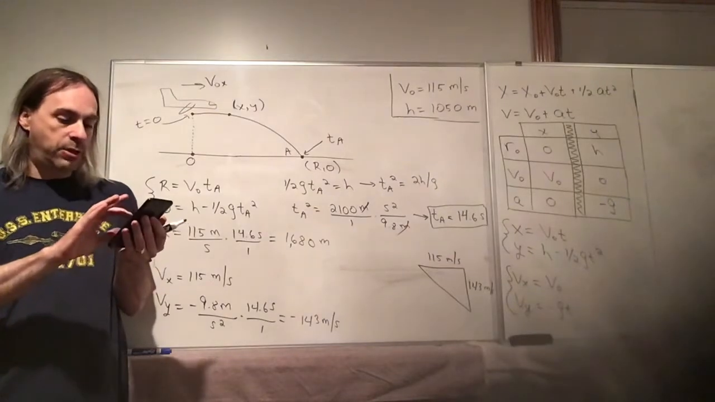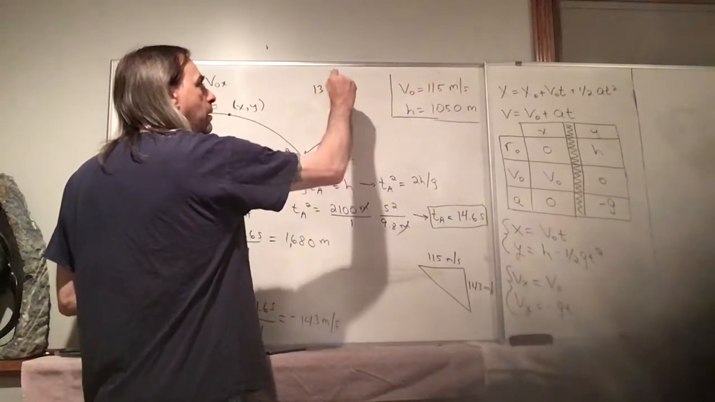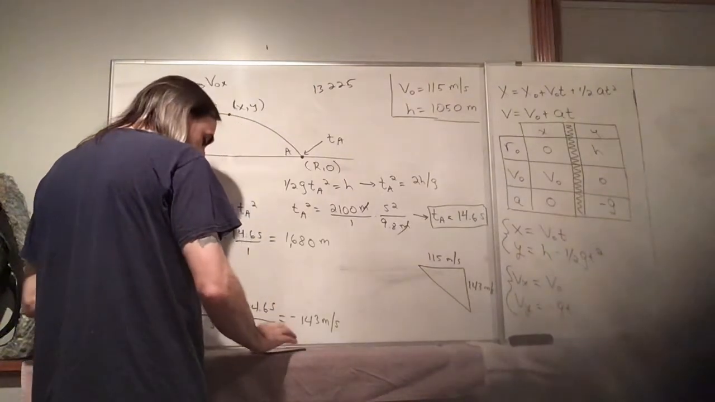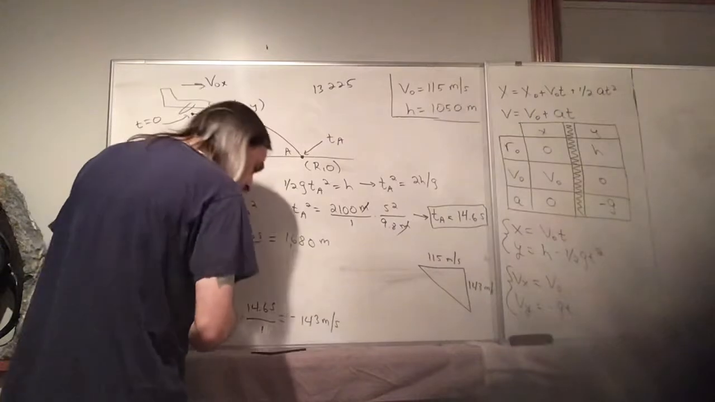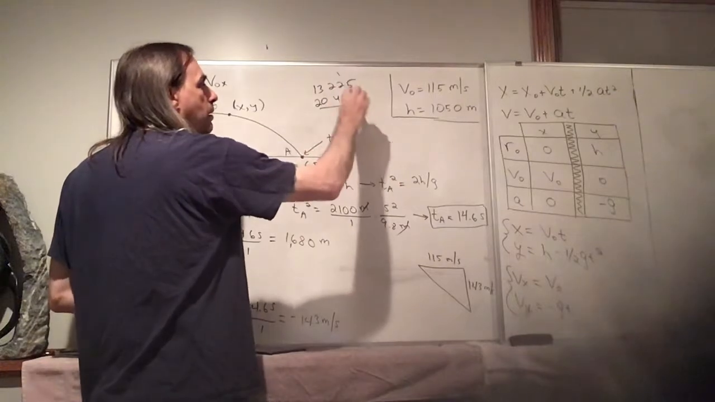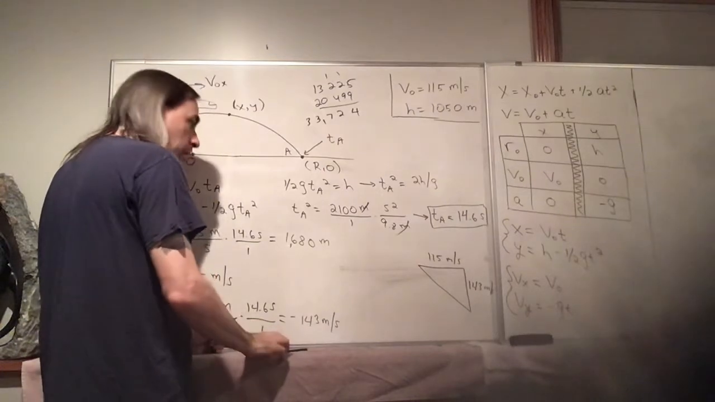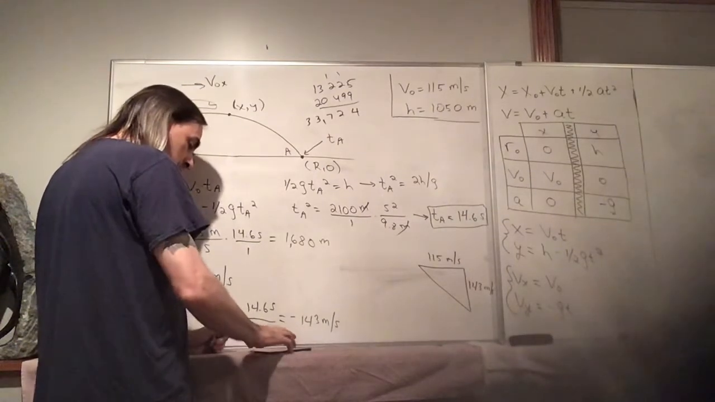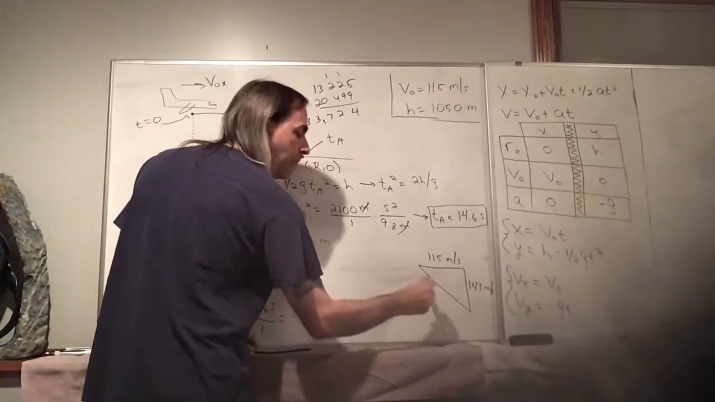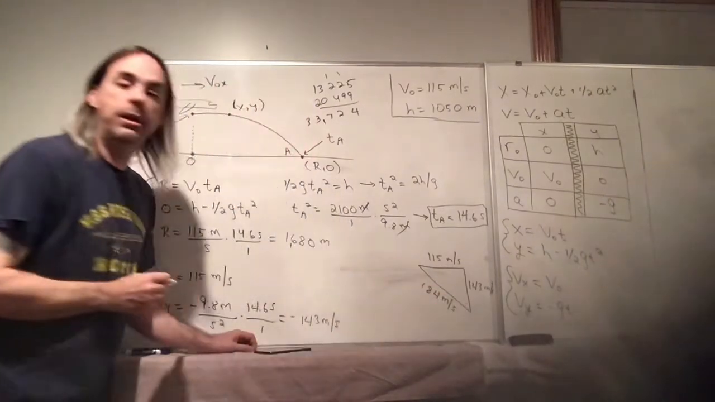So 115 squared is 13,225. And 143 squared is 20,499. So let's add those. 33,724. So the velocity is 184 meters per second. Or that's its speed. That's how fast it's actually going when it hits the ground.